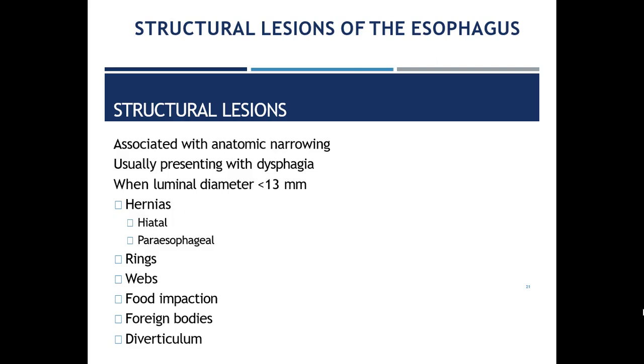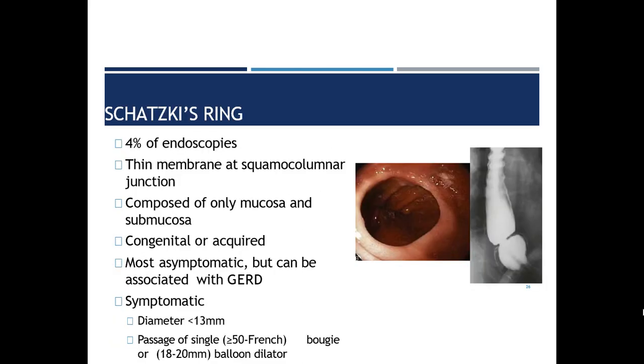Now what are the structural lesions of the esophagus? That is, lesions associated with anatomical narrowing, presenting with dysphagia. Now when the luminal diameter is less than 13 millimeter, the patient will have obstruction of the esophagus. It could be hiatal hernia or paraesophageal hernia. It could be because of congenital rings, webs, food impaction, foreign bodies, or diverticulum.